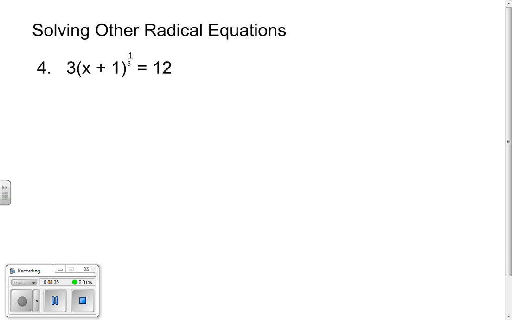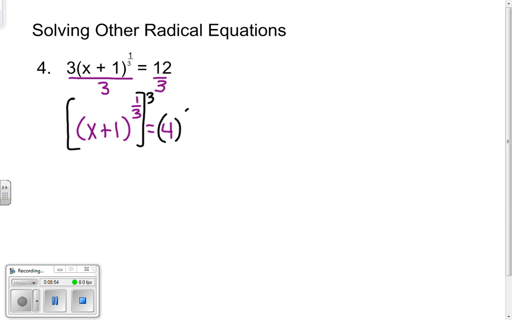Alright, same thing here. You have radicals that are disguised as fractional exponents, so still follow the same steps. I'm going to isolate this radical first by dividing by 3. Gives me x plus 1 to the 1/3 equals 4. The inverse power of 1/3 is 3, so I'm going to cube both sides. On the left, I get x plus 1, and on the right, I get 64. 4 cubed is 64. Subtracting 1 from both sides gives me 63.